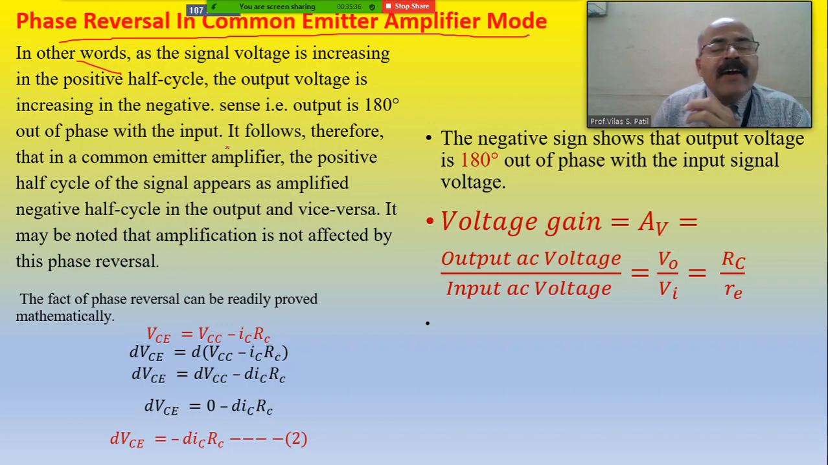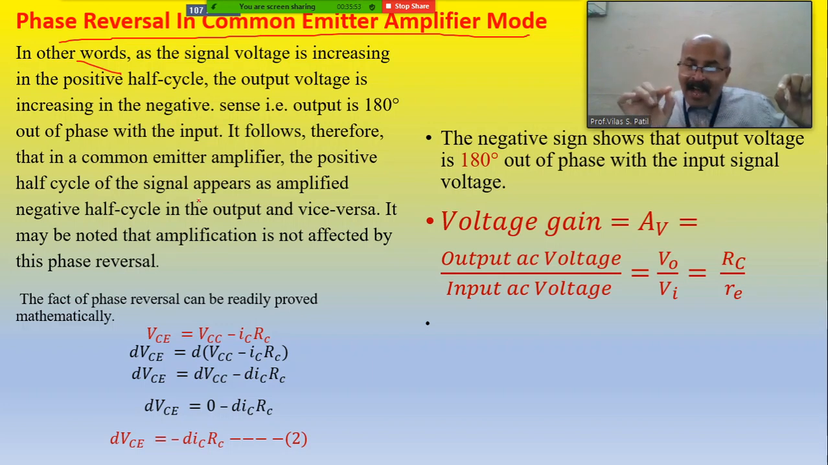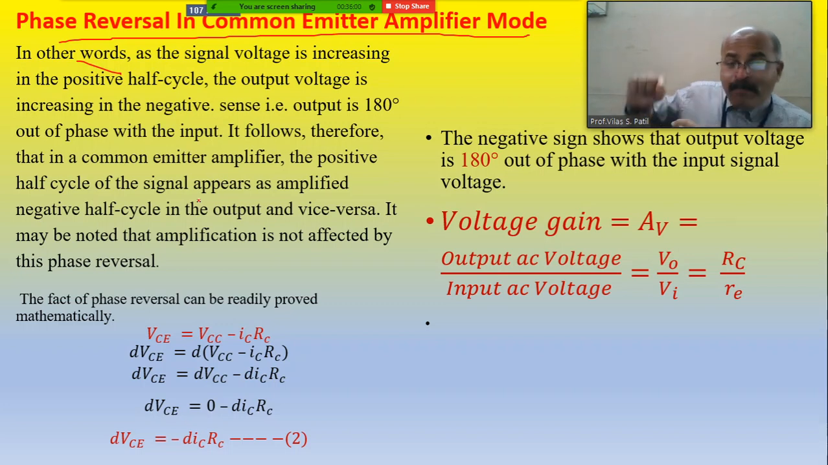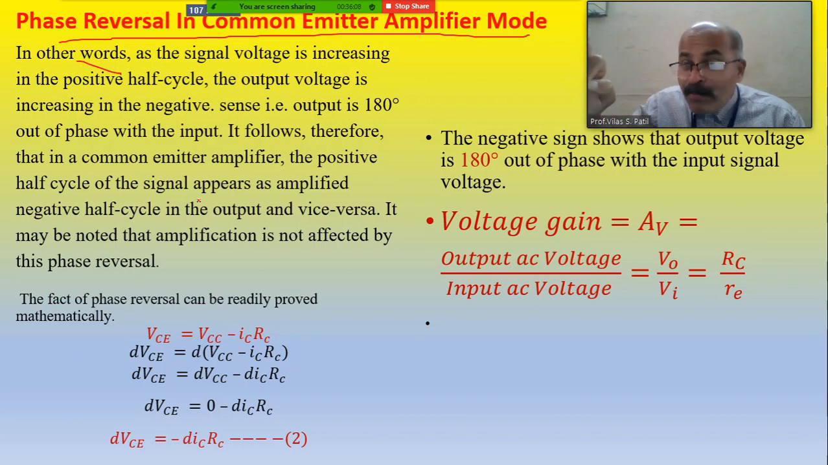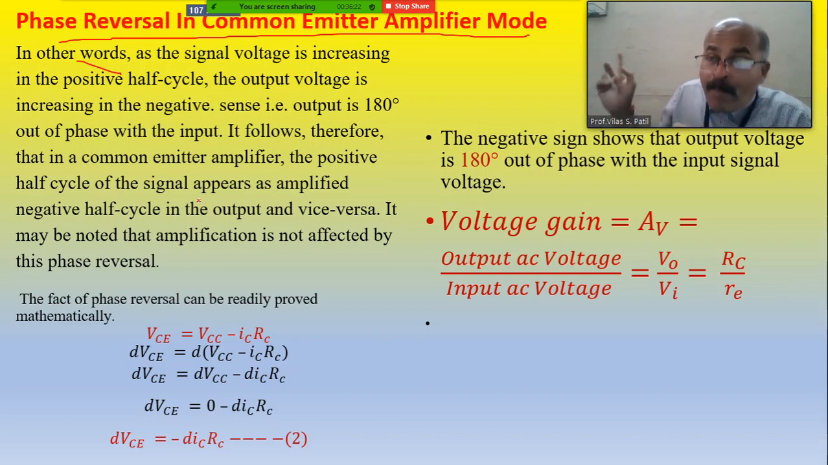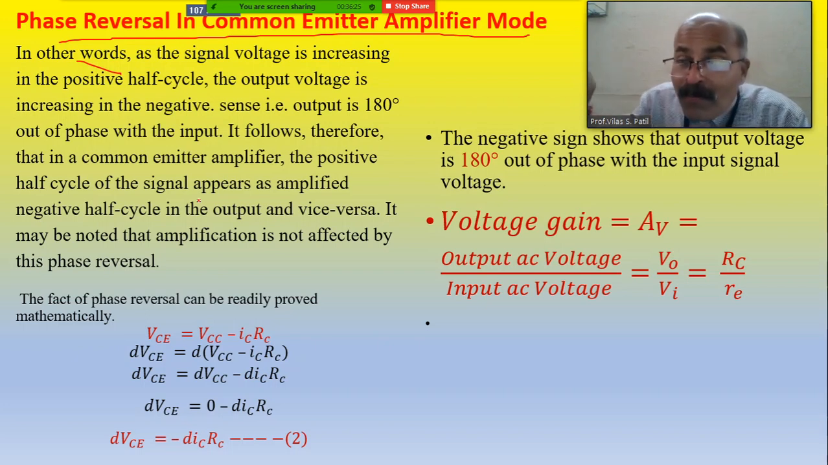Therefore, in the common emitter transistor amplifier, the positive half cycle of the signal appears as an amplified negative half cycle in the output, or vice versa. If the input is a positive half cycle, we get an amplified negative half cycle. If the input is a negative half cycle, we get an amplified output in the positive sense. Means the positive half cycle is converted into an amplified negative half cycle at the output, and the negative half cycle input is converted into an amplified version of a positive half cycle.